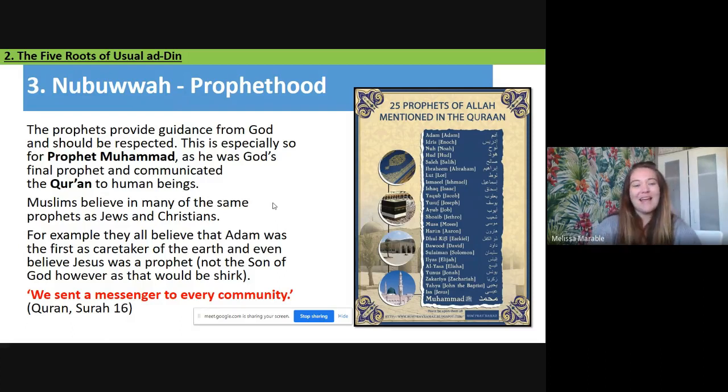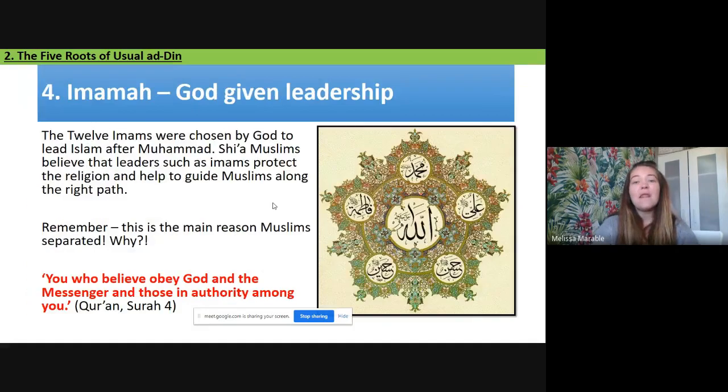Quote, we sent a messenger to every community. And as you can see here, guys, on the right-hand side of the screen, I've got 25 prophets of Allah mentioned in the Quran. These are just some of them. And as I said, because it is an Abrahamic religion. Okay, next one is the Imamah. Now, this one is really important because this is the thing which really sets Shias apart from Sunnis.